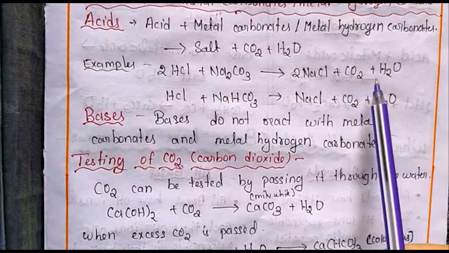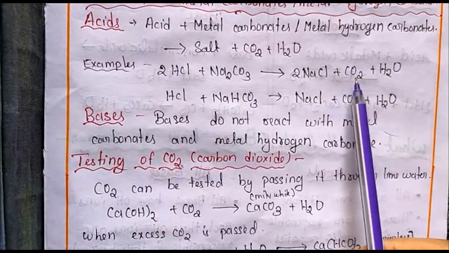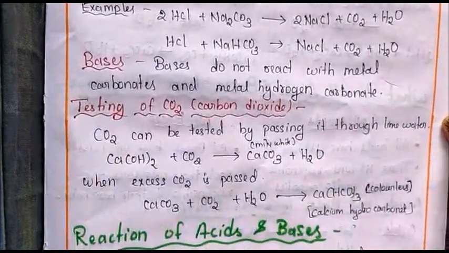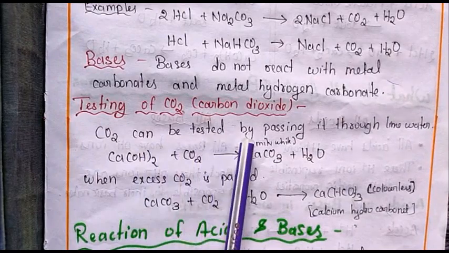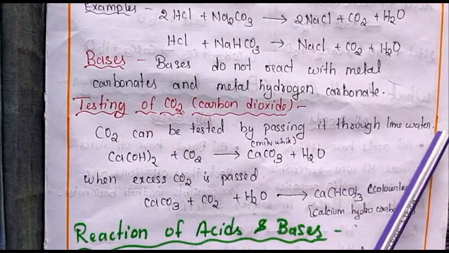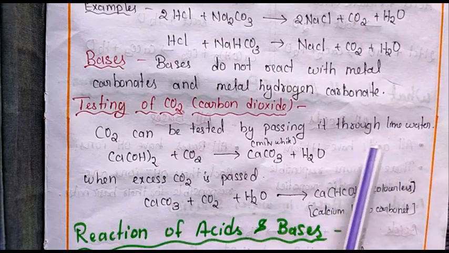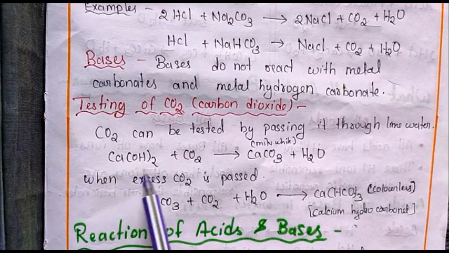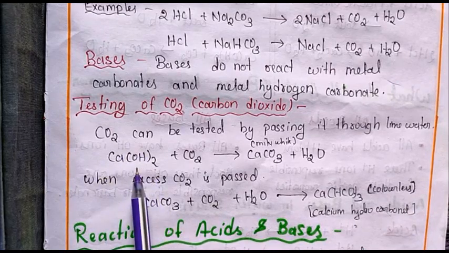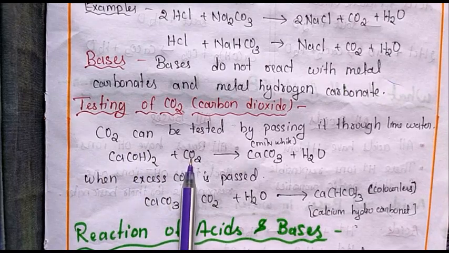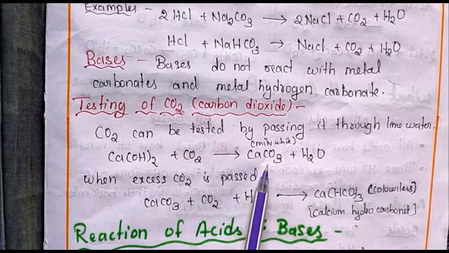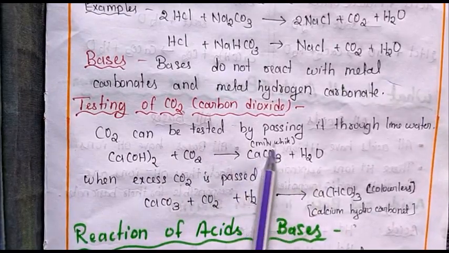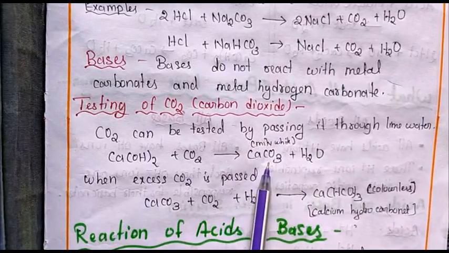Here we saw that carbon dioxide gas is evolved. Now we will test the carbon dioxide gas. For that, what do you have to do? CO2 can be tested by passing it through lime water. When that gas passes over lime water, what happens? Ca(OH)2, calcium hydroxide, is your lime water. When carbon dioxide passes over it, it produces calcium carbonate, which is milky white in color, plus water. And after some time, the calcium carbonate becomes colorless.